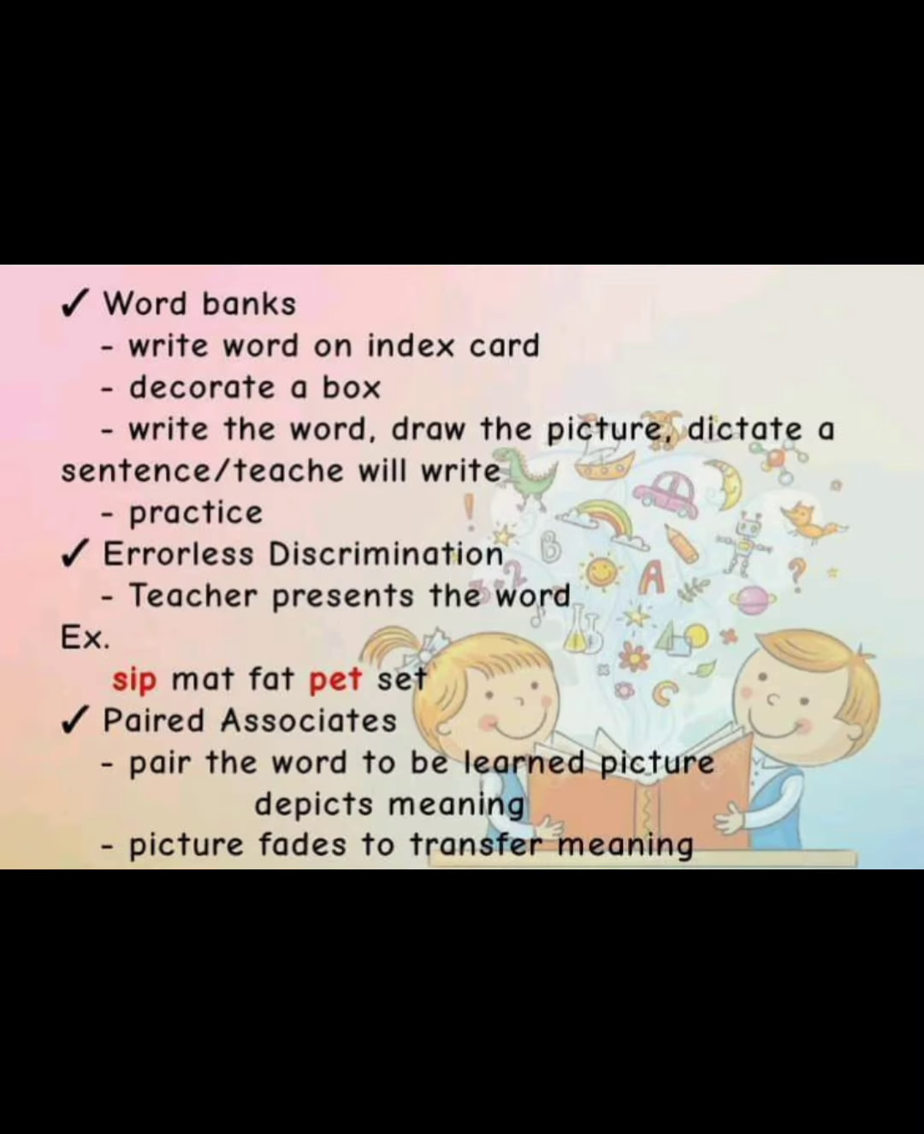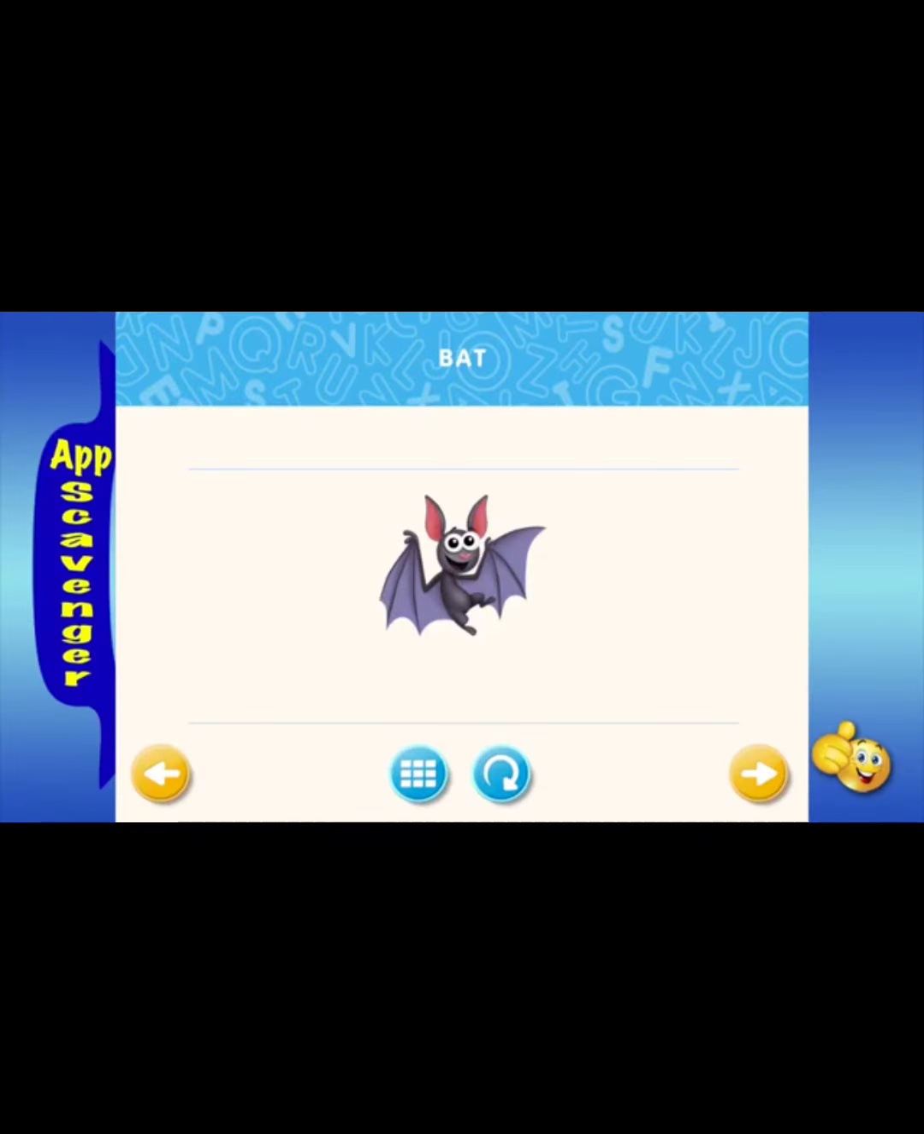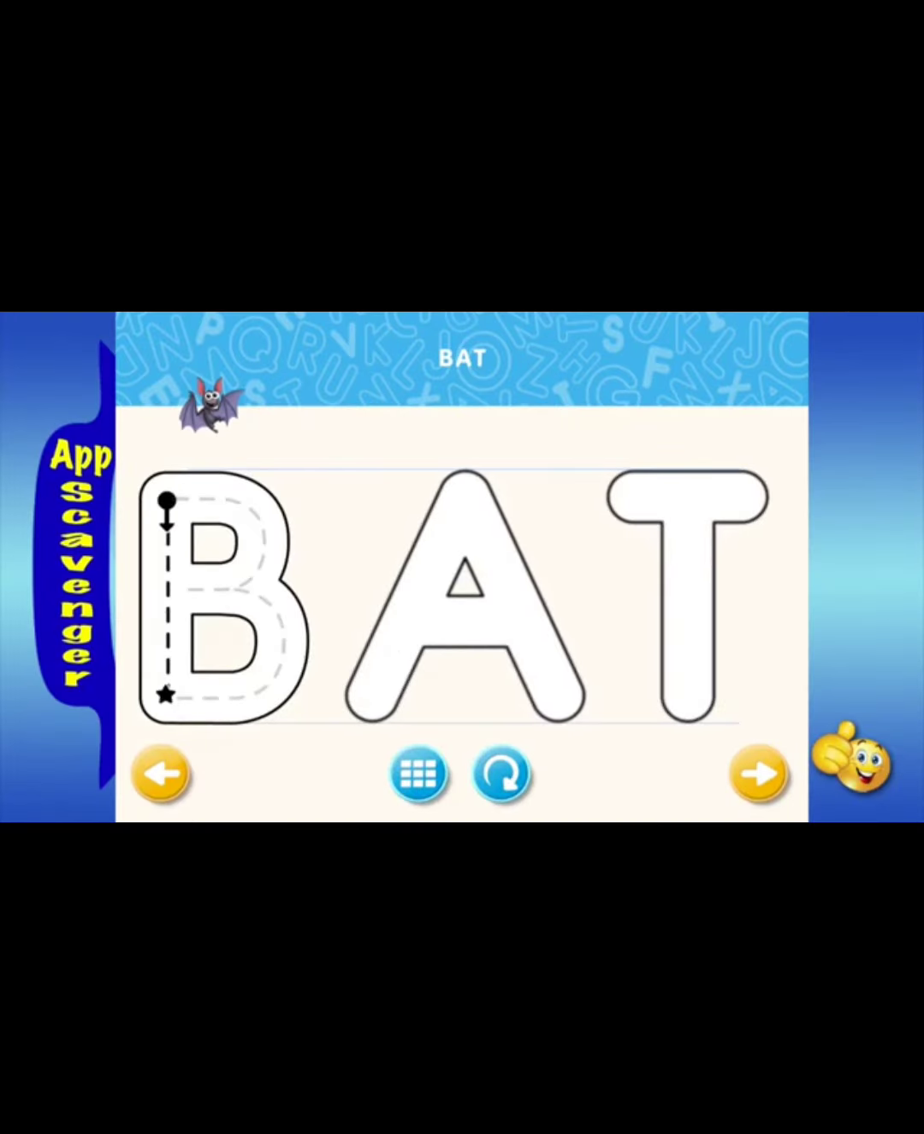Word banks. Write a word on an index card and place it inside your box. Errorless discrimination. The teacher will ask the student to point to the word sip. Paired associate. This is using a picture to associate with a word. Word imprinting. The teacher says the word, and the word configuration is drawn. Trace the letter B. Connect the dot and the star with a line.